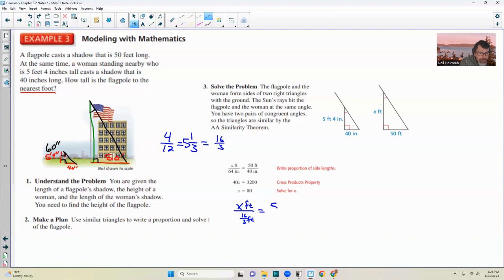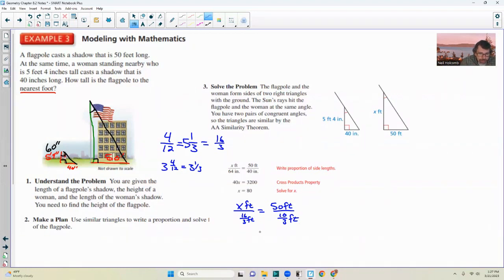equals 50 feet over, and then this is 40 inches, the length of her shadow. Well, 12 inches in a foot, 3 feet is 36 inches with 4 inches remaining, or 4/12, which is 3 1/3, which is 10/3 feet. Okay, 3 feet and 4 inches.